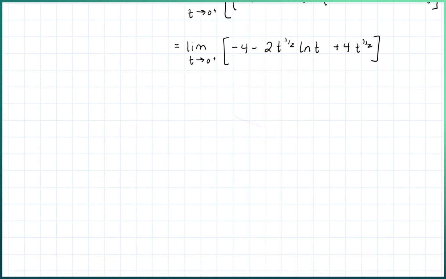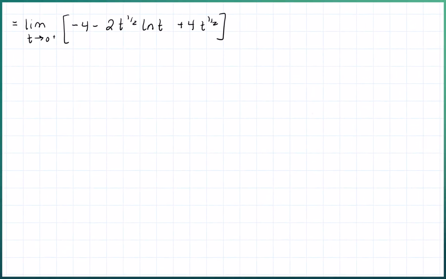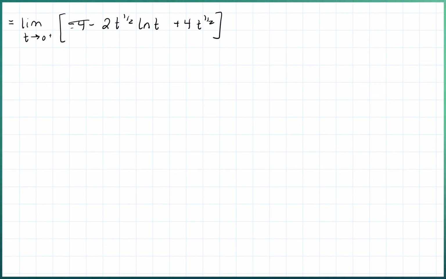So how do I take the limit of this? First of all, when I take the limit of a constant, it will be a constant. So we will have a minus 4. We'll have the minus 4, and then when we take this limit, something kind of interesting happens, but when I take this limit, this will go to 0.